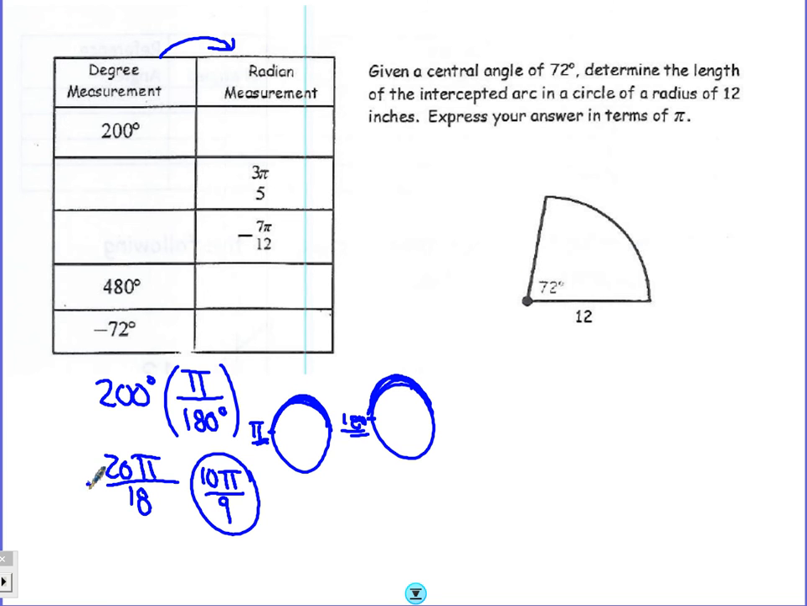You will not get full credit for something that's not simplified, so make sure you're simplifying all the way. All right, so that's going from degrees to radians. So that would be 10 pi over 9. And then if I wanted to go backwards, that kind of doesn't look like there's a division, but there is a division. To go backwards, let me erase this so we have some space.